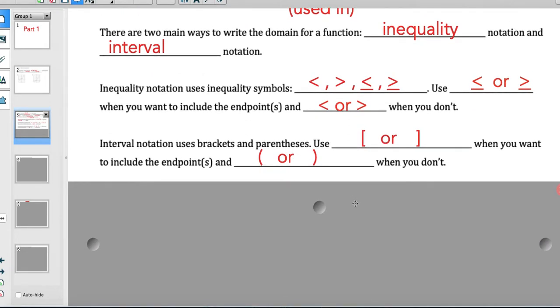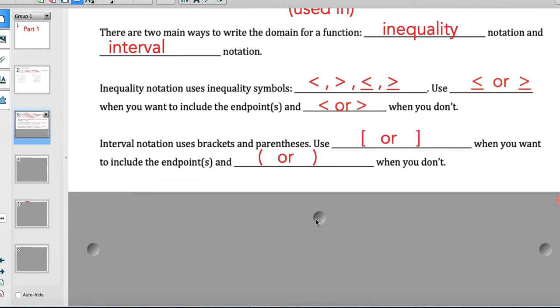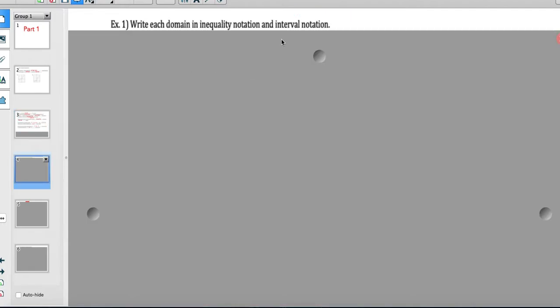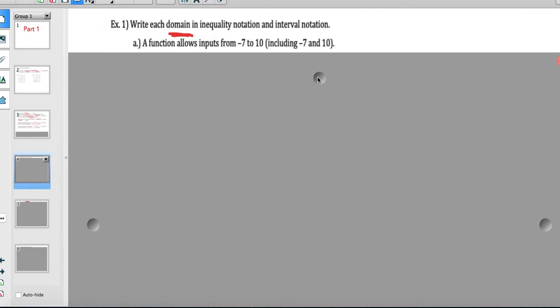So here are a couple of examples using interval and inequality notation. In example 1, we want to write each of these in inequality notation and interval notation. So first of all, inequality notation, again, is those less than or equal to signs, and interval is with the brackets. So a function allows inputs from -7 to 10. On a graph, the x-axis would span from -7 to 10.